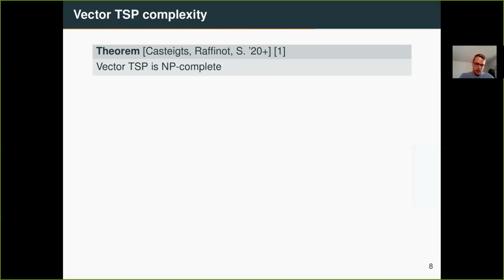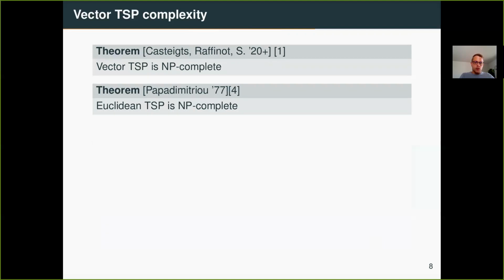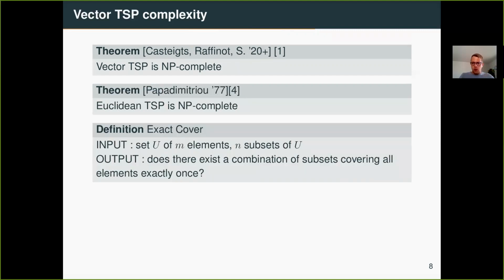Now, the next complexity result is a bit more complicated, and I will not go over the details, but I will give you some general intuition, I suppose. So we showed that vector TSP is NP hard as well, and so that it's NP complete. And we did this by Papadimitriou's method, in which in '77, he proved that the Euclidean TSP is NP complete. And so he did this by taking an NP complete problem, of course, and reducing it to Euclidean TSP. So the problem he considered was exact cover.